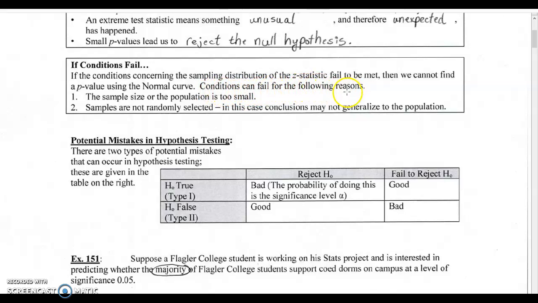Conditions can fail for the following two reasons. Usually the sample size or the population is too small, right? That's the second and the third conditions under the central limit theorem conditions. Or the samples are not randomly selected. And in that case, conclusions cannot generalize to the population.